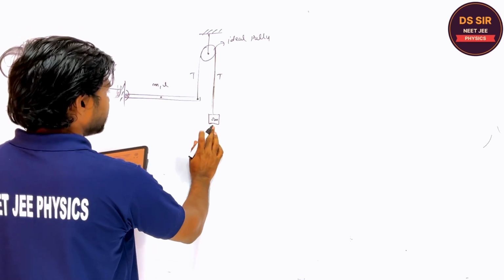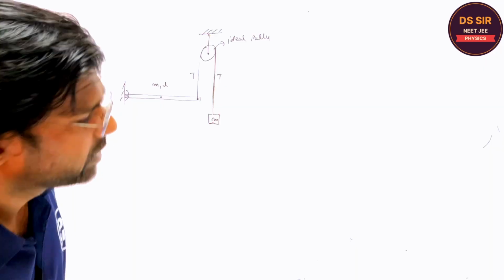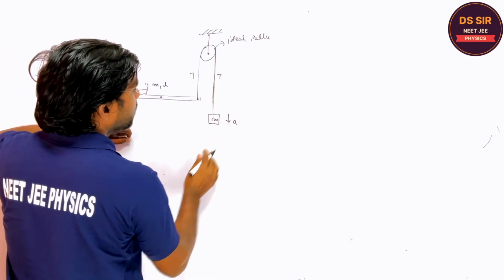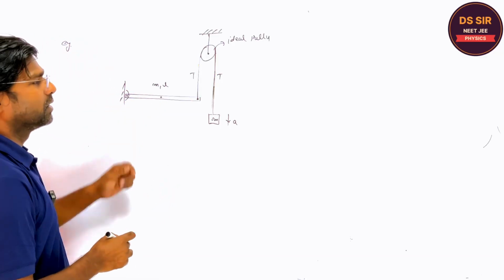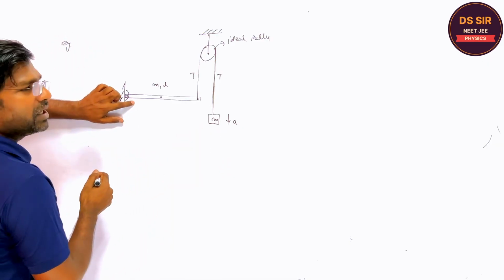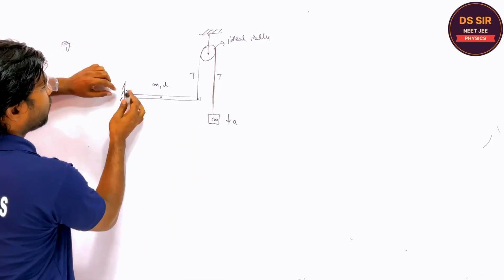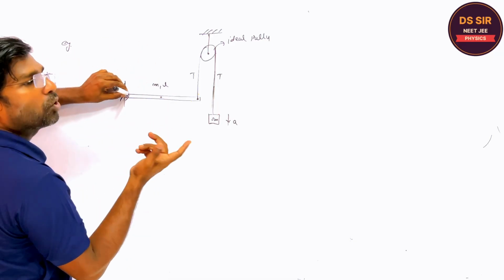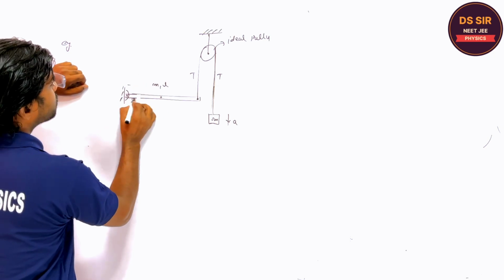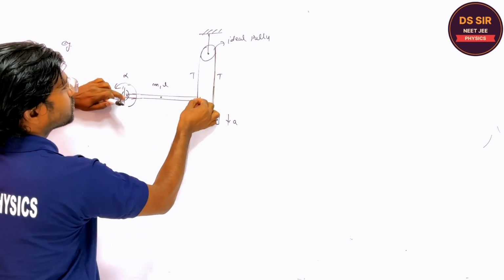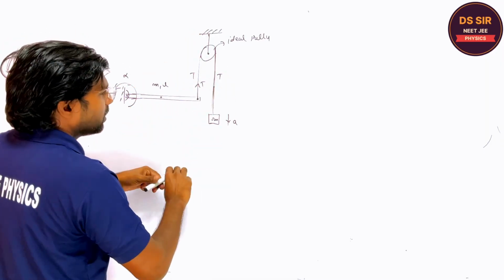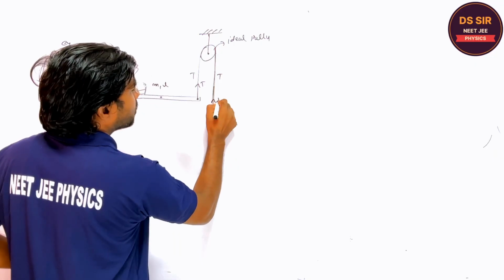So if this is the block of mass M, and it is released from rest, what will happen? It will come down with some acceleration A. What will happen to the rod? It will perform translational motion, and it will also perform rotational motion about this axis. The angular acceleration of this rod will be alpha in this direction, because the tension will provide the torque and it will rotate like this. It will come down. Are you getting it or not?